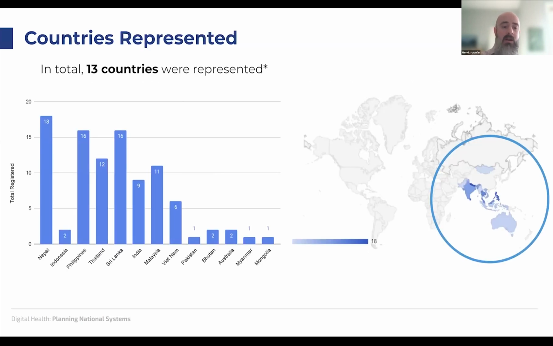So the 13 countries represented, you can see here, we had quite a number of participants from a few of them, like Nepal and the Philippines, Thailand, Sri Lanka.